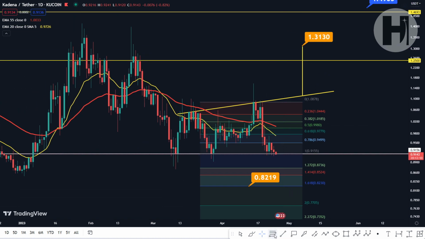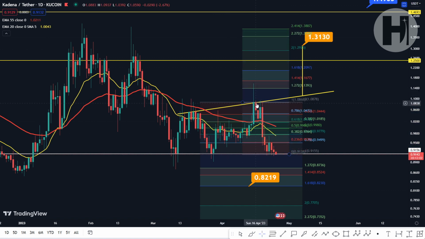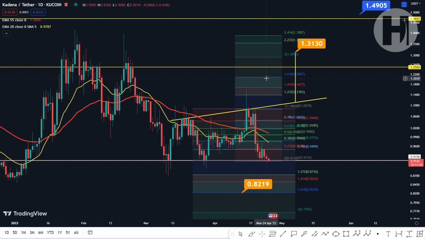And we can also drop a fib retracement from here. Let me just assume that this is going to be our low. From here to that local high, we have the 1.618 sitting at $1.21, and the second fib level is at $1.29. So those are going to be two targets as well that you can be looking at based on the fib.